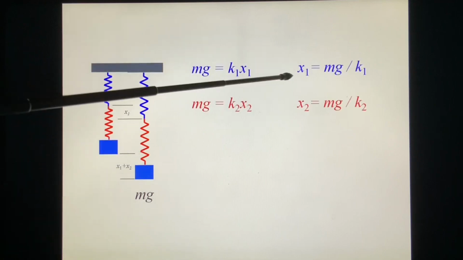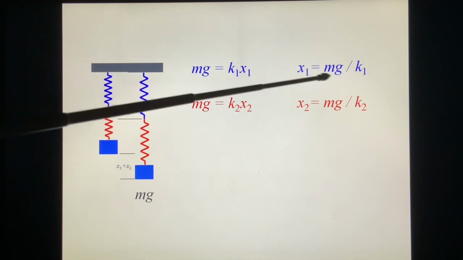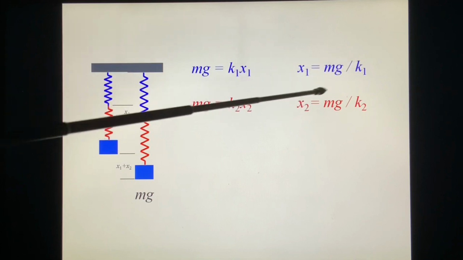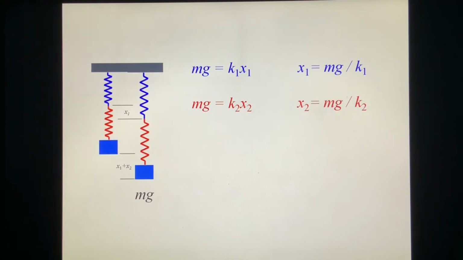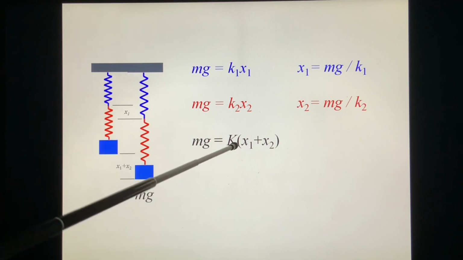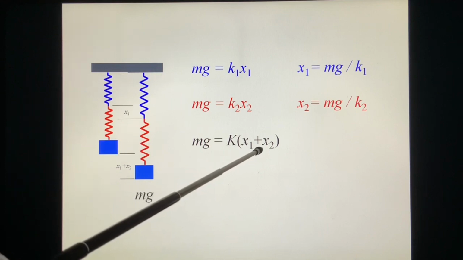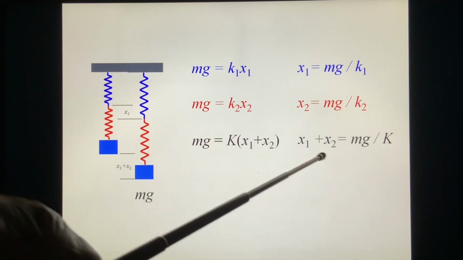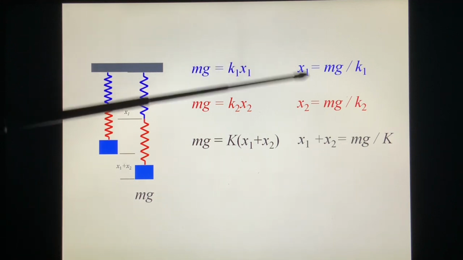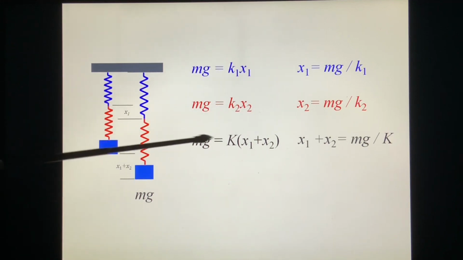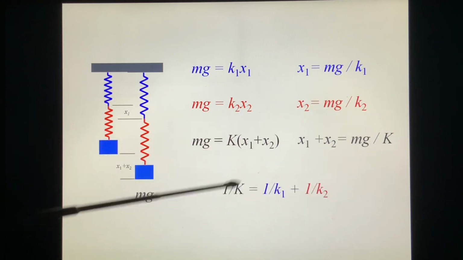Okay, so x1, x2, you can find this one. x1 equal to mg over k1, x2 equal to mg over k2. And as a whole, we say this whole one is the big M, the force mg equal to the new force constant K times the extension, which is x1 plus x2. So x1 plus x2 equal to mg over K. We put x1, x2 in this one.